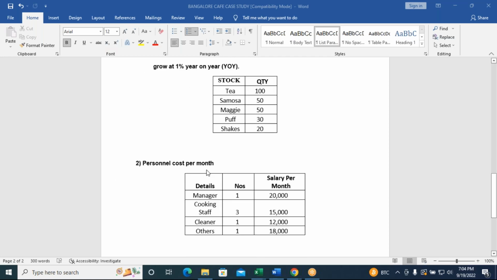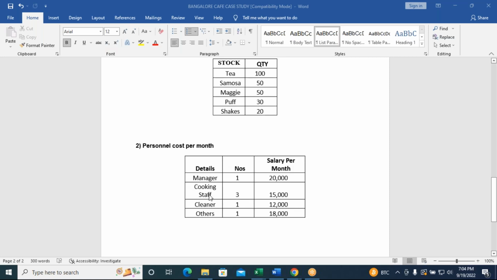And next, personal cost per month. Apart from it, what are the other things? For his business, he requires one manager whose salary will be 20,000. For cooking staff, he needs 3 people, and per person it is 15,000 rupees salary per month. He requires one cleaner whose salary will be 12,000, and one other person whose salary will be 18,000.